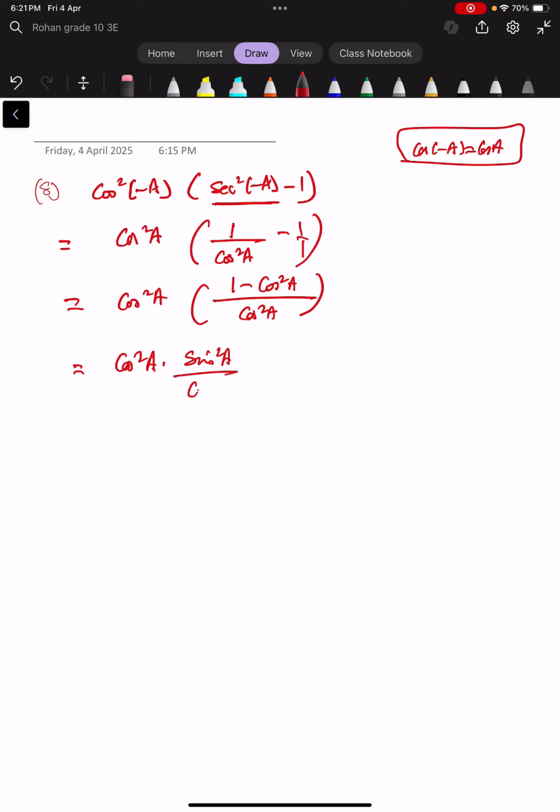So cos squared A is cancelled. What are you left with? Sine squared A. That's your answer. Okay, nice. It's not too bad. It looks very bad but it's not. Ninth.